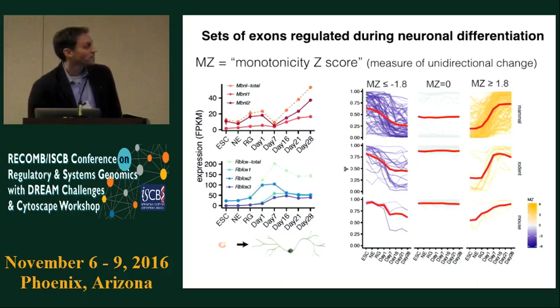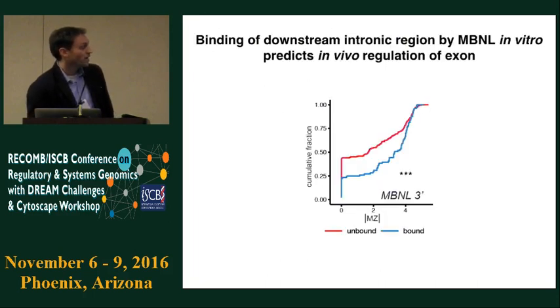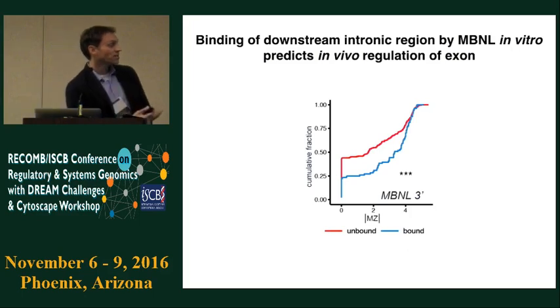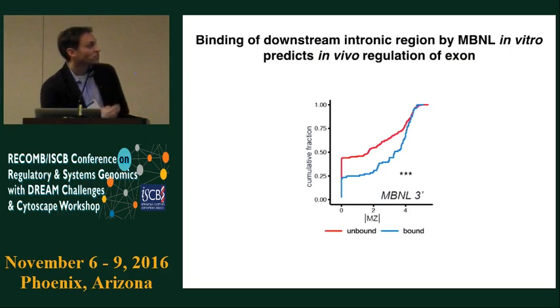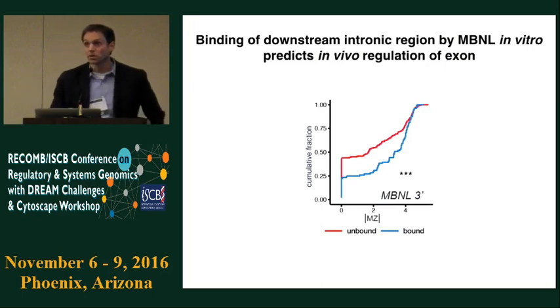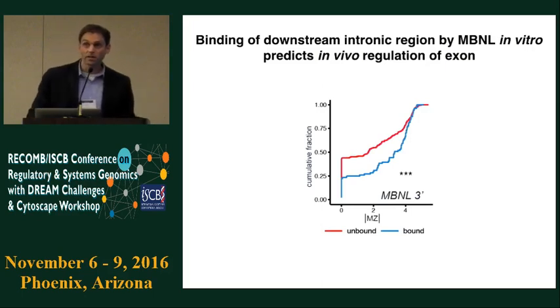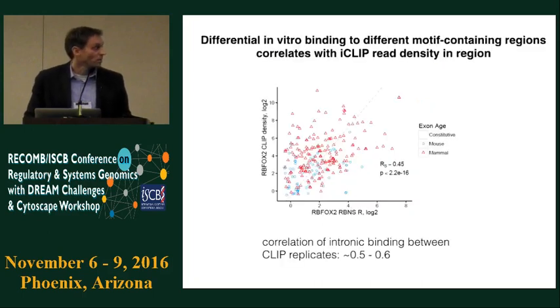And we found that the exons which were bound in vitro, or which had flanking intronic sequences bound in vitro, consistently had larger MZ values. They were much more likely to change in their splicing during this developmental system.